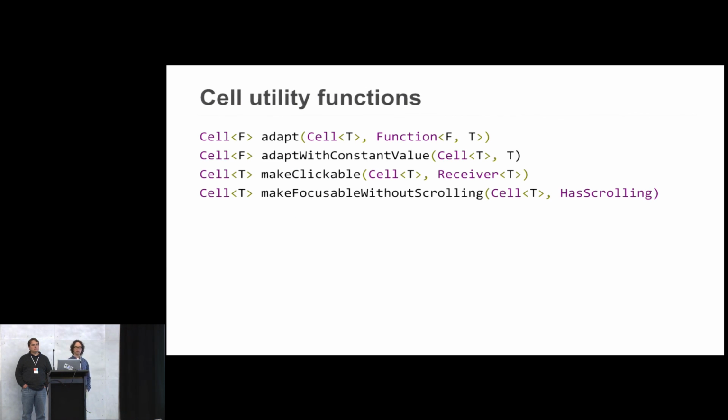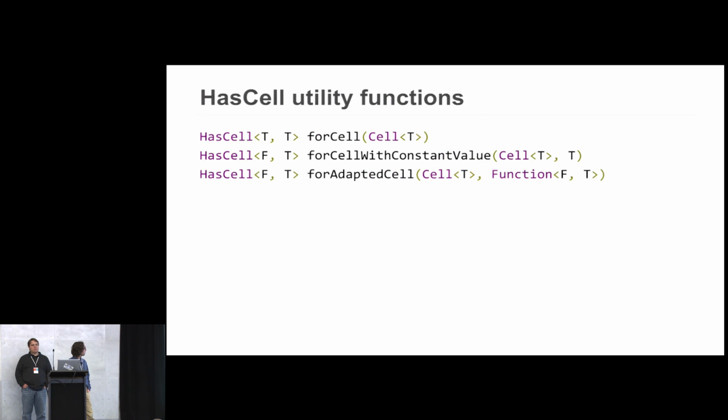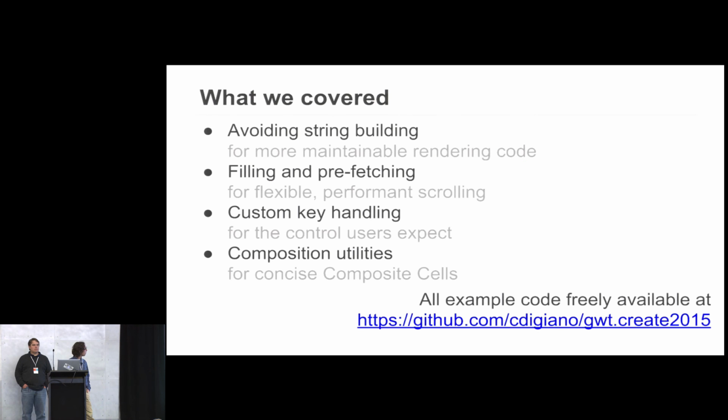So this is just a list of all the utility functions that we've identified here. Some of these come from our own work. Others we've sort of, after auditing some of the code that we've used throughout Google, I tried to pull those into here too. HasCell has these utility functions too. This is all in the sample code that we have on GitHub.